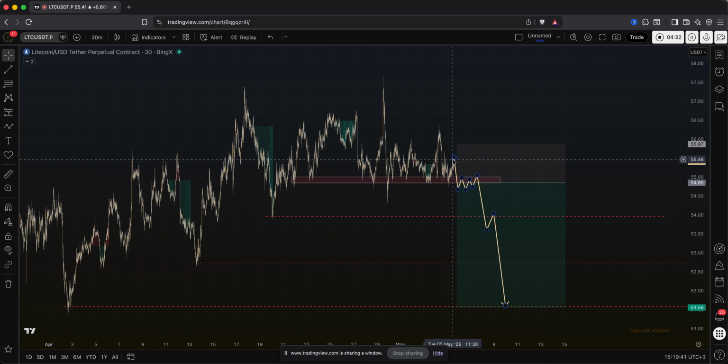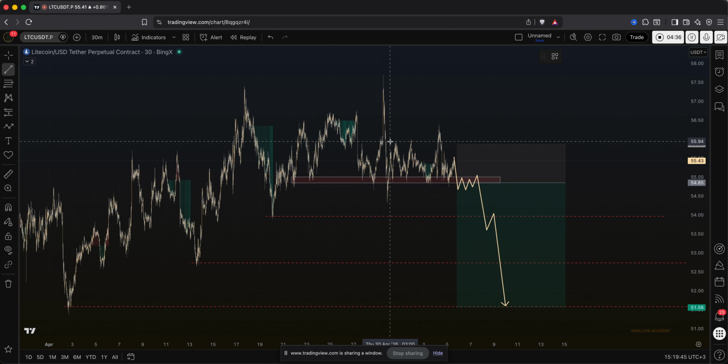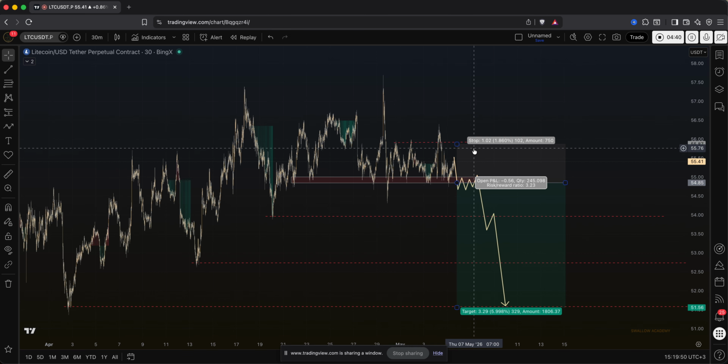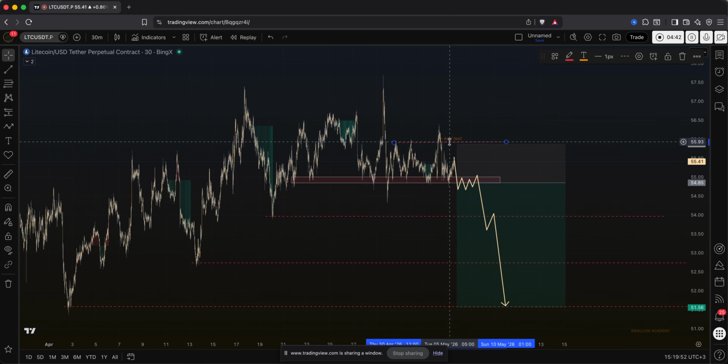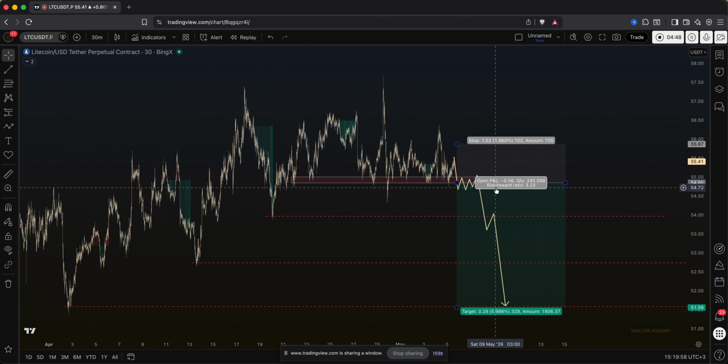We might not see the reversal happening from here. We might see a slight reclaim of this area here, so this zone here, and then see a reversal. But overall, the main game plan is simple. We need to see the breakdown from here. As soon as we get the breakdown, we are going to enter with a short position on the 30-minute time frame.